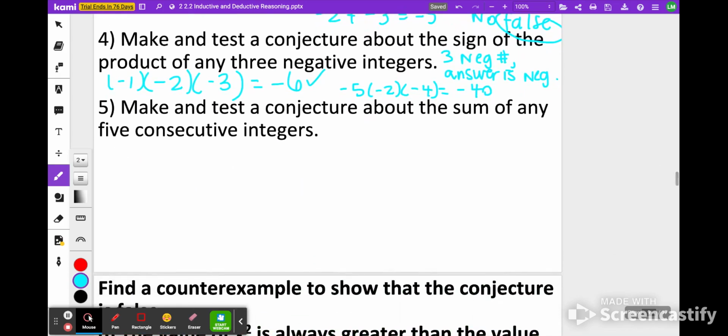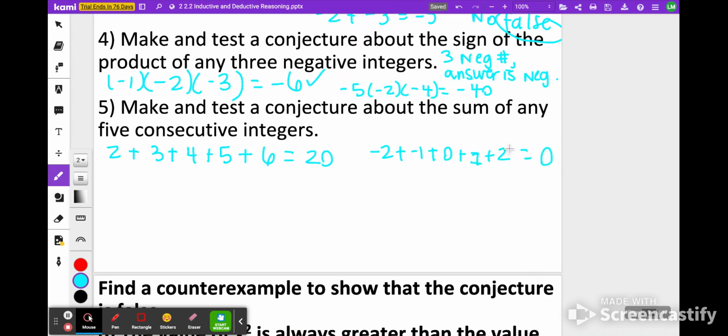How about this one? Make and test a conjecture about the sum of any 5 consecutive integers. So consecutive integers would just be positive or negative whole numbers. So let's maybe start with just this one: 2, 3, 4, 5, 6. If we added those together, it gives me 20. Cool. Let's do another one. Negatives. -2 plus -1 plus 0 plus 1 plus 2. Okay, that's going to give me 0.